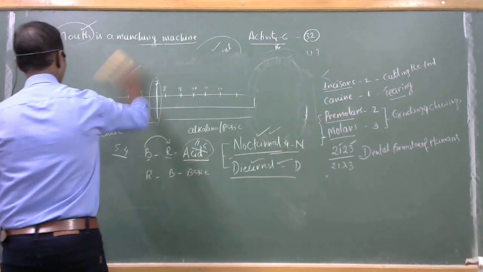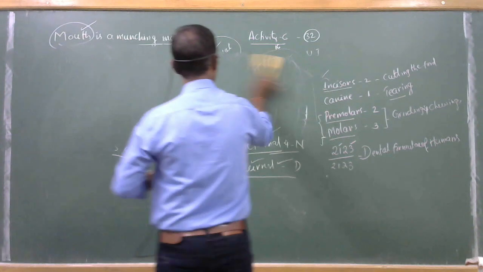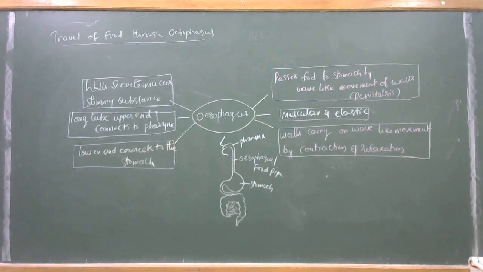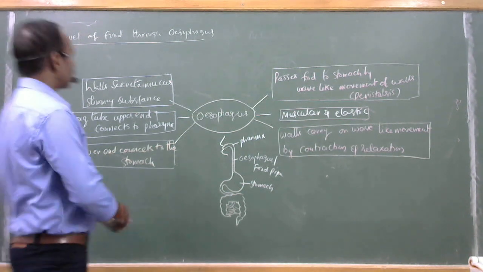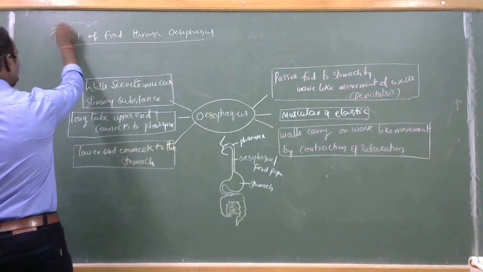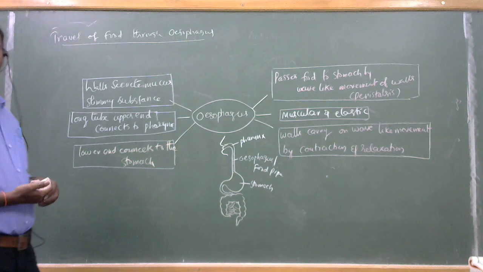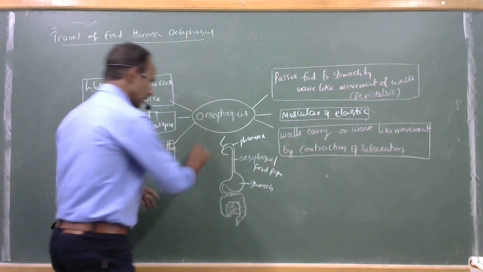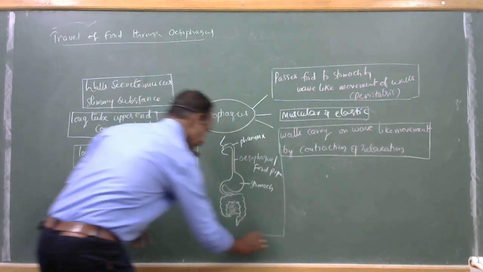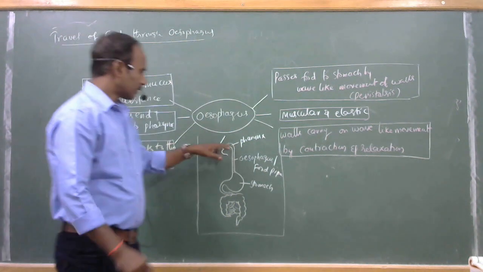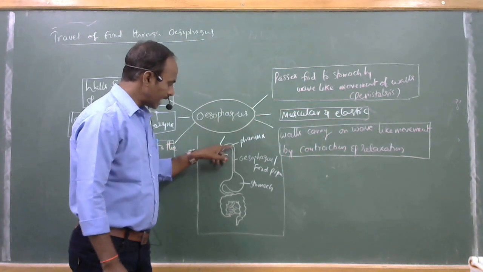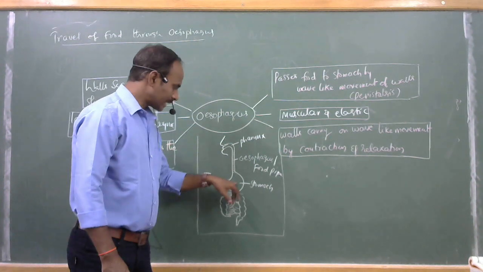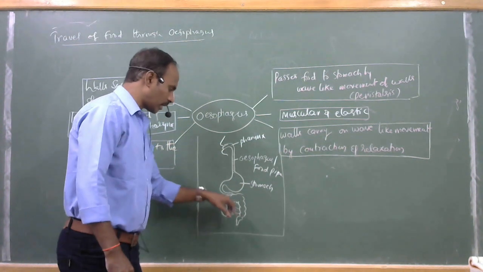What is the function of the esophagus? Next one, travel of food through the esophagus. How is the food material traveling through the esophagus? See this, here a clear diagram is shown to you. This is the pharynx. The long tube is called the esophagus, also called the food pipe. Connecting to it, the next parts are the stomach, the duodenum, small and large intestines, and the remaining parts.